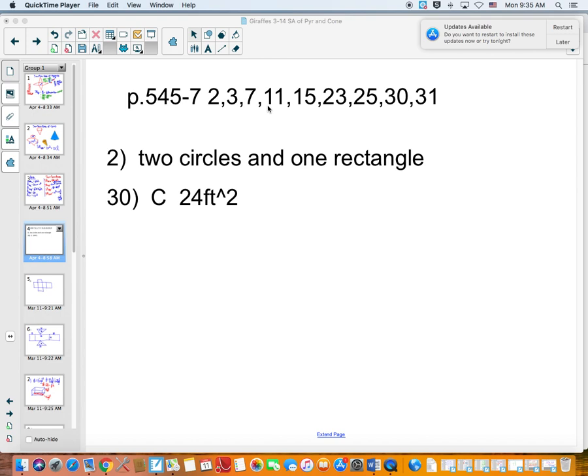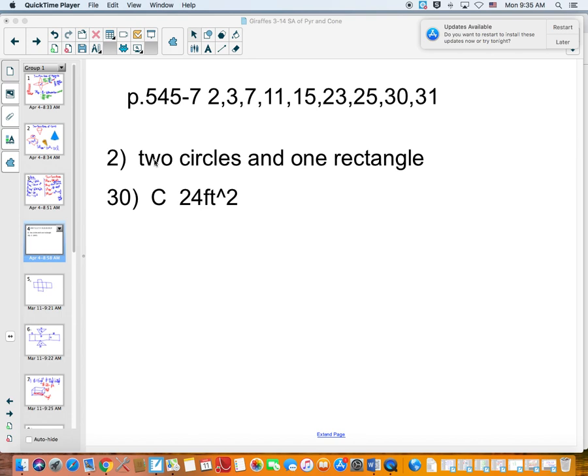Class. Today we're going to review our homework from Wednesday night, which was talking about the surface area of prisms and cylinders. Then we'll watch a separate video where we explain the surface area of pyramids and cones. So first, there were two answers that were even. Number two, there are two circles and one rectangle that make up the net of a cylinder.